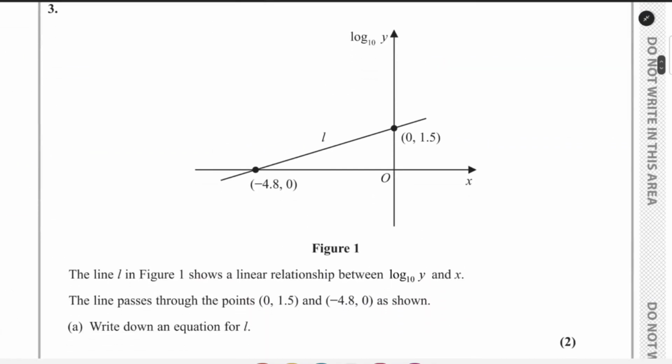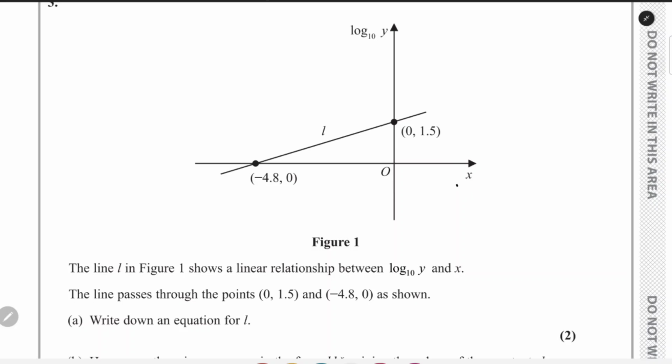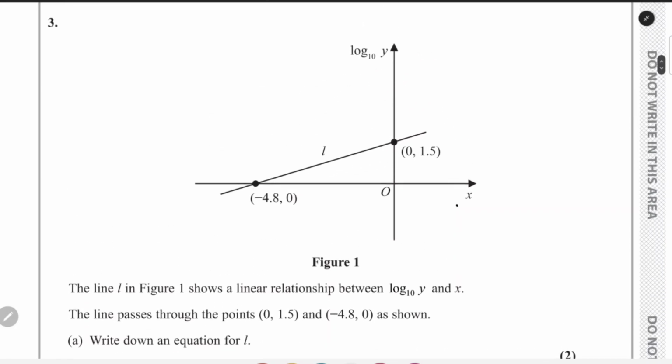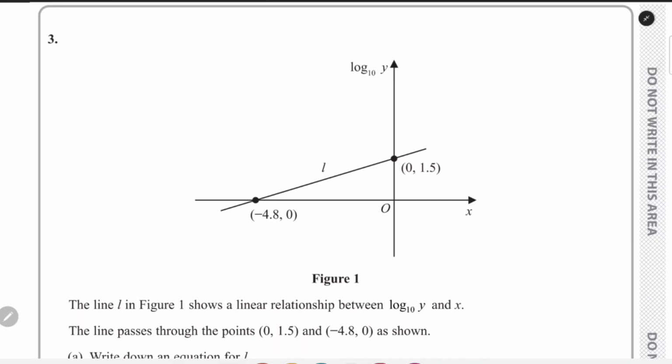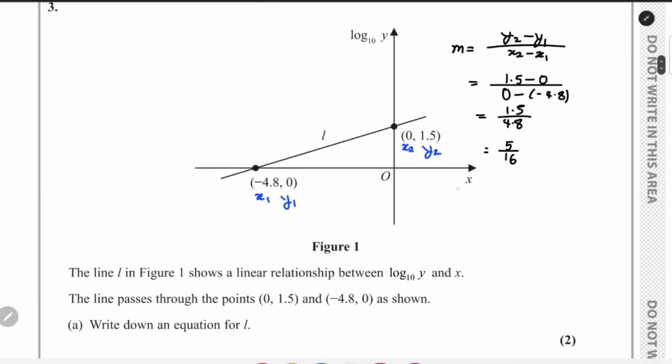Now for the next question. In question 3, we are given a graph of log base 10 of y against x. We have to find the equation of this line. We know 2 points on it, so we can find the equation of the line from here. We know the gradient will be y2 minus y1 divided by x2 minus x1. We can consider this point as x2 y2 and this point as x1 y1. So the gradient comes out to be 1.5 minus 0 divided by 0 minus 4.8. So the gradient over here is 1.5 by 4.8, which is 5 by 16. Now we can find the equation of the line.